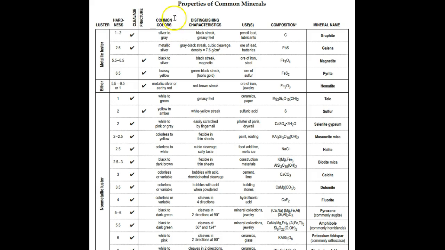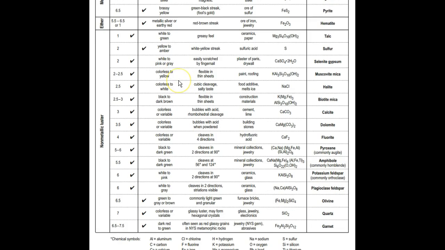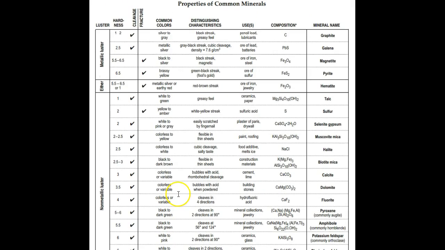Next we have common colors. Now typically when you look at a mineral, the first thing you're going to see is the color. However, the color is the least useful way to identify a mineral. They do list some common colors, and you can take a look at that. However, some minerals, such as garnet or quartz, come in so many different colors that it makes it the least useful way to identify a mineral.